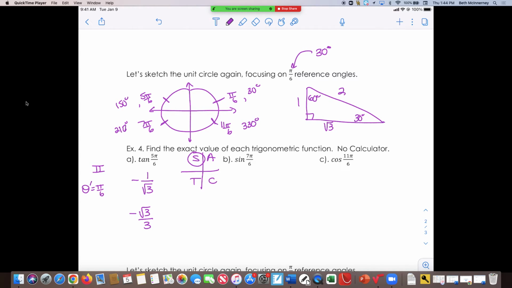You may always make a sketch, determine the reference angle, make your triangle. I'm just trying to show you a way that you can do these a little bit faster if you understand how the unit circle works. All right, try B and C now.